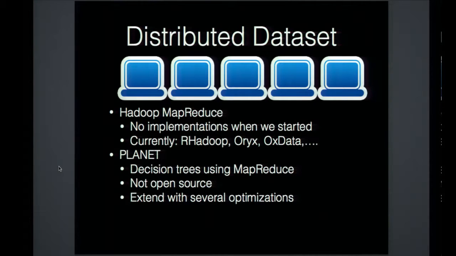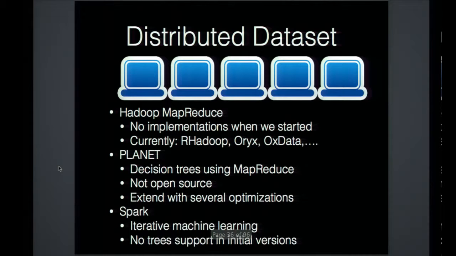Felt we could extend it with several optimizations. And finally, we wanted to implement decision trees on top of Spark, which is designed for iterative machine learning. However, there was no tree support in the initial versions of MLlib, and this is the motivation for our work.